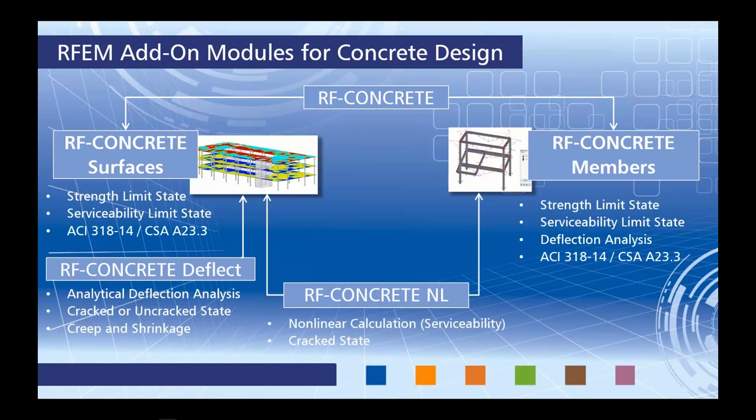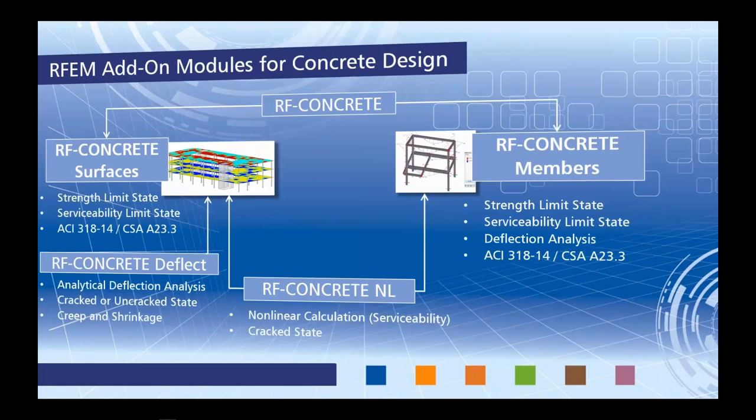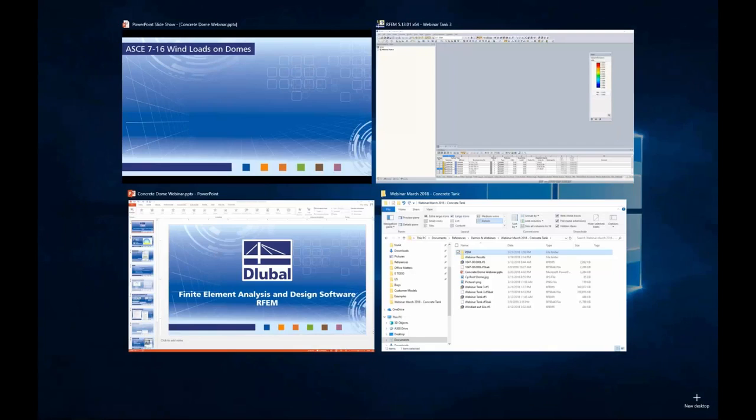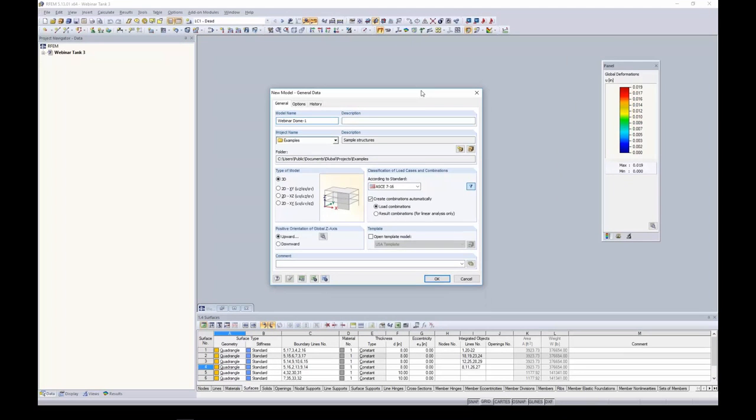The last module, RF-CONCRETE NL, runs a nonlinear calculation for the serviceability state only in the cracked state. So we can take into account the true cracked sectional properties for both surfaces and members. Again, this is a module extension. And with that said, we can jump into RFEM for our example today.